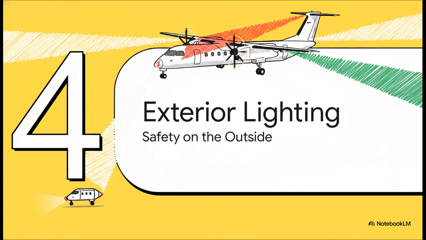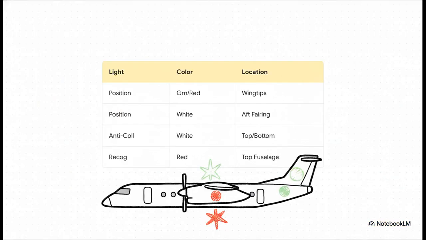Section 4, Exterior Lighting Systems. Let's step outside the aircraft now and take a good look at the external safety lighting. Navigating the exterior visibility relies on a really classic aviation memory aid: red left, green right, white night. So for the position lights, you've got green on the right wingtip and red on the left wingtip. Then you've got a white position light back on the aft bullet fairing. For the anti-collision lights, those are white and located on the top fairing and bottom fuselage. And finally, there's a distinct red recognition light sitting right on the top fuselage.